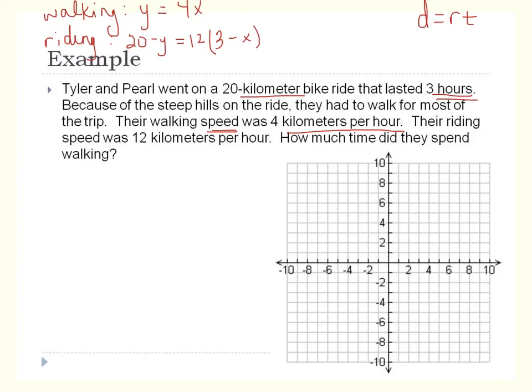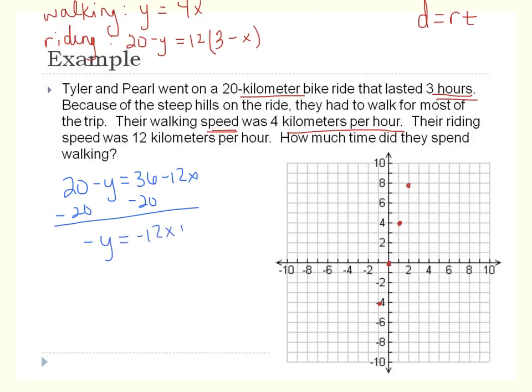the distance. Okay, so the first one starts at 0 and goes up 4 and over 1, up 4 and over 1. Okay, so there's our first line. The second line needs to be put into slope-intercept form. So we're looking at 3 minus x times 12. I'm going to move the 20 to the other side. I'm going to do some rearranging here. Negative 12x plus 16. We're going to divide everything by negative 1. So we're going to get 12x minus 16.